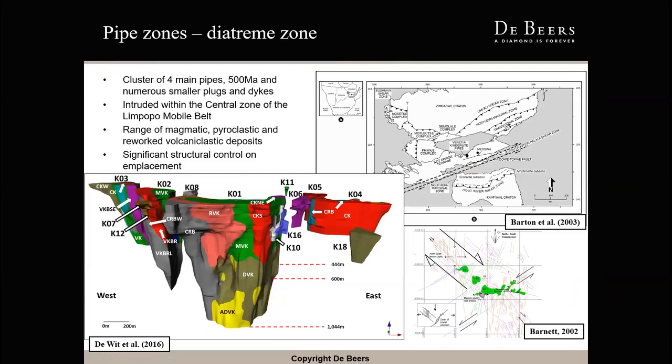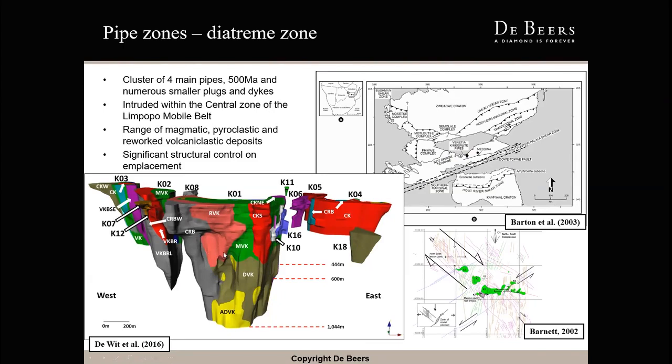Moving now to the diatreme zone, and for that we move up to the north of South Africa on the border with Zimbabwe. The Venetia pipe or cluster, essentially four main pipes and a whole lot of smaller plugs and dikes, all of which are, give or take, 500 million years old. They are intruded obviously in the central zone of the Limpopo mobile belt, so very high-grade metamorphics for the wall rock that it intruded into.